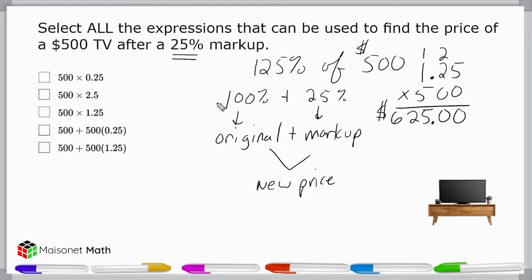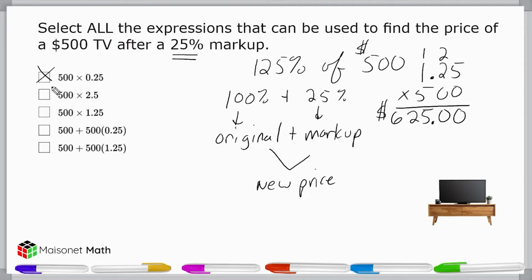Now what we can do is just solve each one of these and see which of them would result in a total of 625. We can see that this choice would not result in that because we're multiplying 500 by something less than 1 whole, which means our answer is going to be less than 500. As a matter of fact, this just represents the amount of the markup, not the amount of the markup plus the original. So this would not work right here.